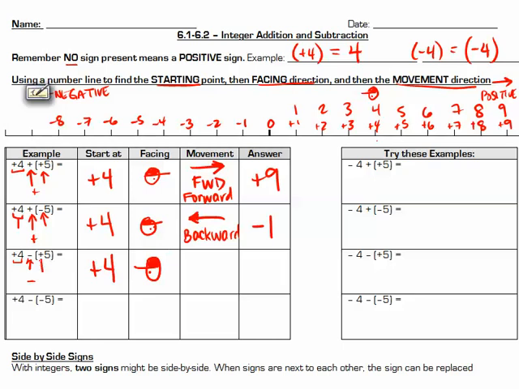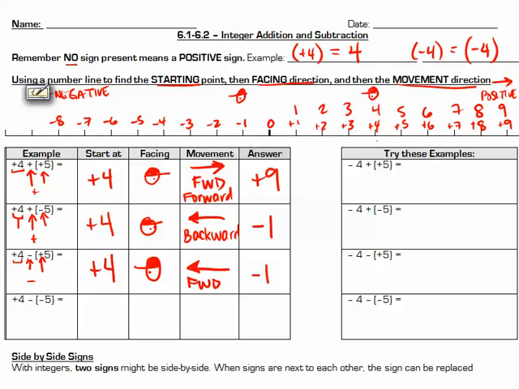And then we have a positive 5. So this means he's walking in the forwards direction. He's walking forwards because he's facing that way. He's walking forwards 5 steps. So he's at positive 4, and then he's walking 5 steps forward in the negative direction, so he ends up at -1.